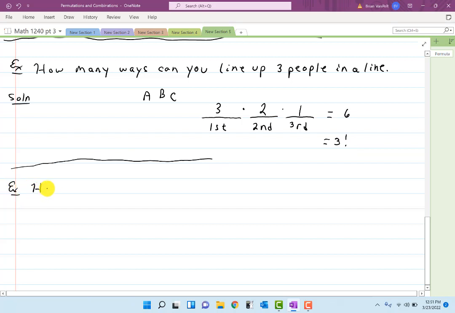How many ways can you arrange 10 people in a line?